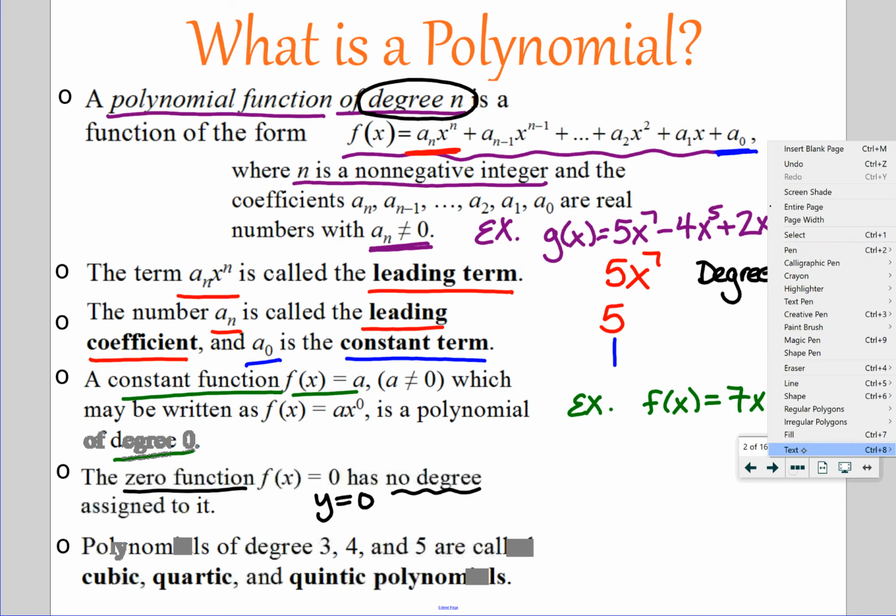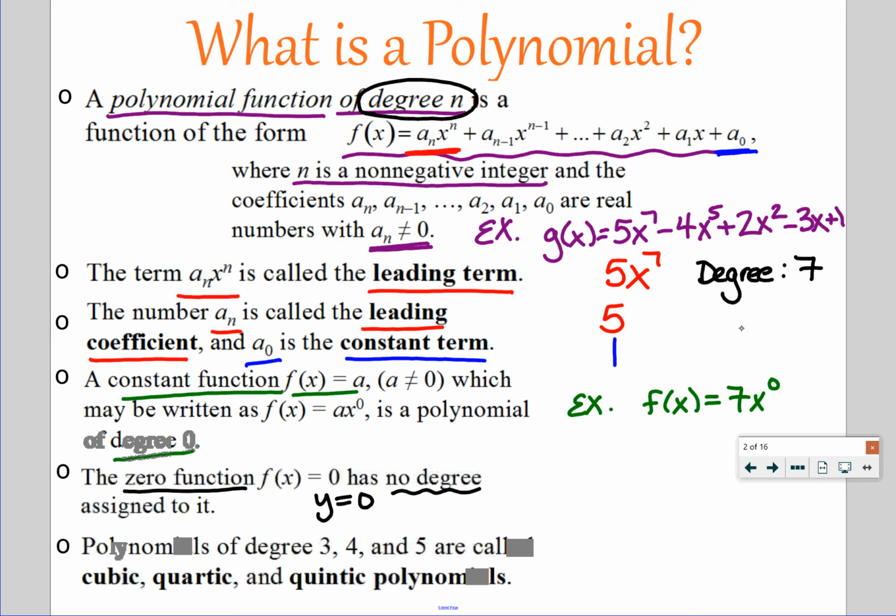There are some special names for polynomials. Like I said, a degree 1 is a linear equation. We've done those. A degree 2 is a quadratic. A degree 0 is constant, all things we've seen. A degree 3 is called a cubic function. A degree 4 is called a quartic function, and those two are what we're going to see mostly in this section. And then another special name is a degree 5 is a quintic polynomial. After that, we just say degree 6, degree 7, degree 8. We don't have really any special names for them.